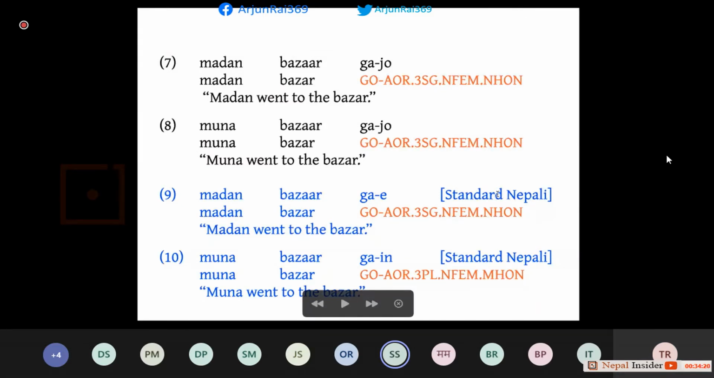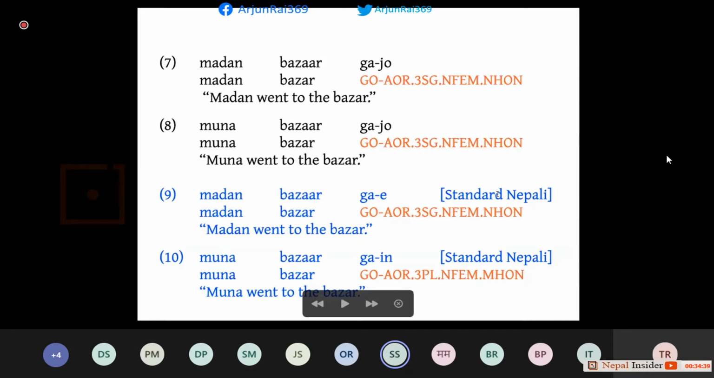Where there is an agreement with non-feminine and non-honorific in aorist, third person singular. And in Darjeeling Nepali, you can find Muna Bazar Gai as well as Muna Bazar Gayo. So both these forms are found. I have only given one of the forms, which is of Darjeeling Nepali.